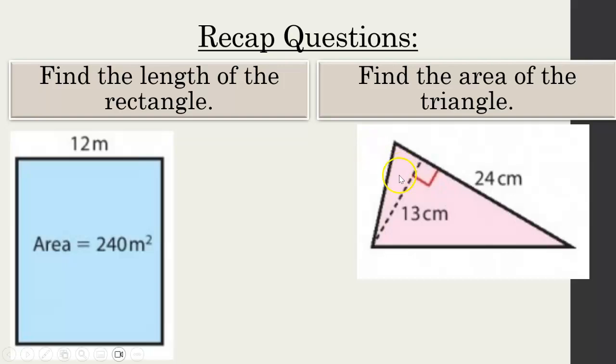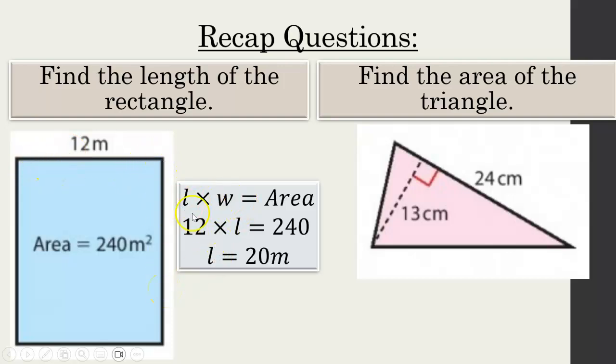Okay, here are some recap questions so you can have a go at them. Find the length of the rectangle. It's given us the area and a width. What about the length? Well, the length by the width is equal to the area. So we know 12 by the length. So 12 times L is equal to 240, because it told us the area is 240. So 12 times something is 240. What is that something? Well, it's 20. So 20 times 12 is 240.